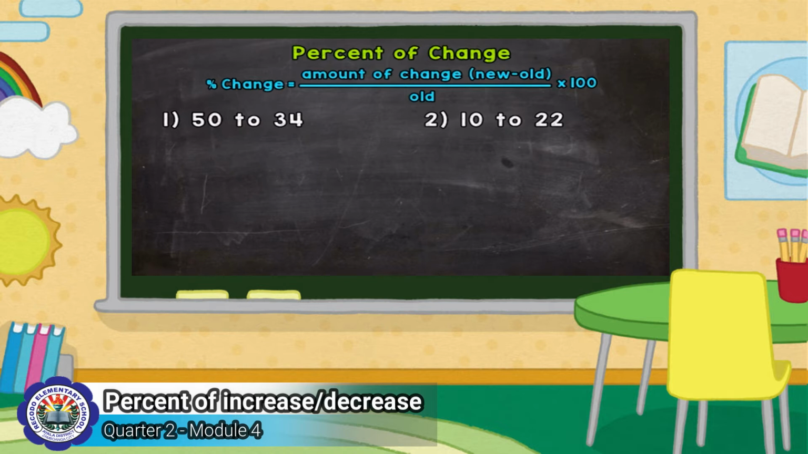Now, when we calculate percent of change, we take the amount of change, so the new number minus the old number, and divide by the old number. We then multiply that by 100 to convert that to a percent.